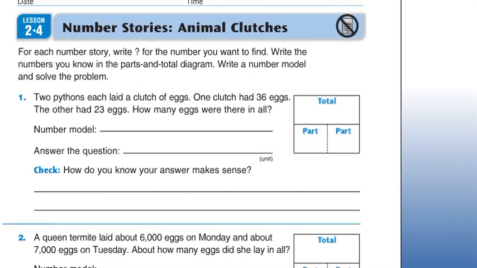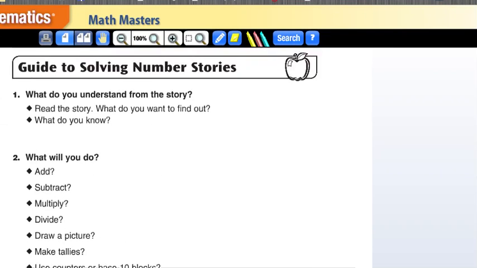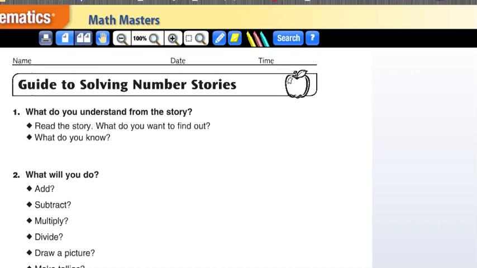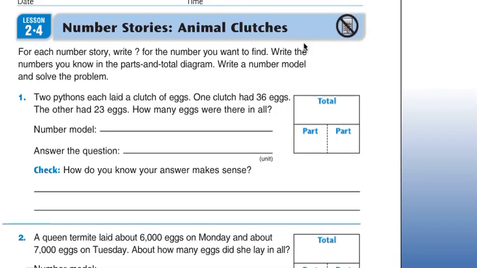Okay, if we go back in and check in on our number stories guide, it will tell us that the first thing we need to do is, what do we understand from the story? So we know that one clutch had 36 eggs, the other had 23 eggs. There were 2 pythons that each laid a clutch of eggs, and we are trying to find out how many eggs were there in all.